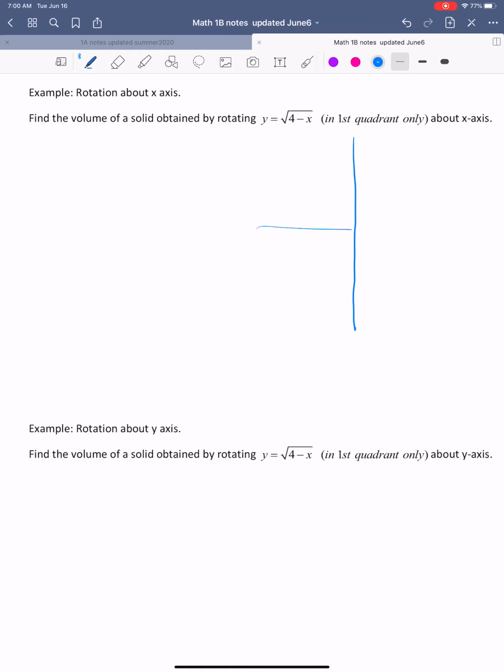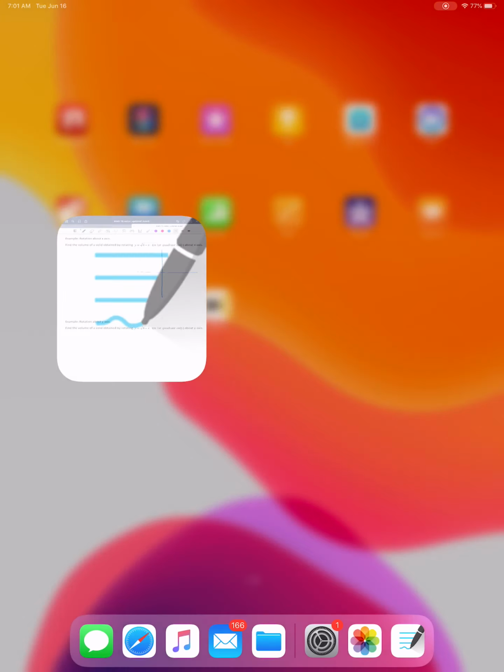square root of 4 minus x. So how does that graph look? Square root of 4 minus x. Let me quickly check on Desmos.